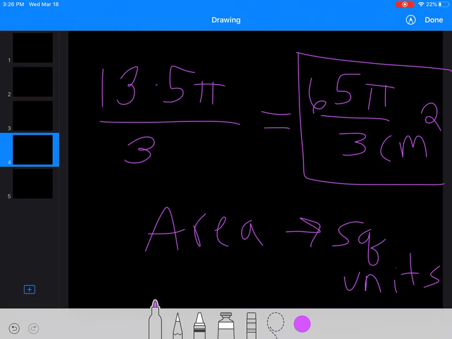All right, well that's all we're going to do here for this video, and stay tuned for the next video when we find the area of a segment of a circle.